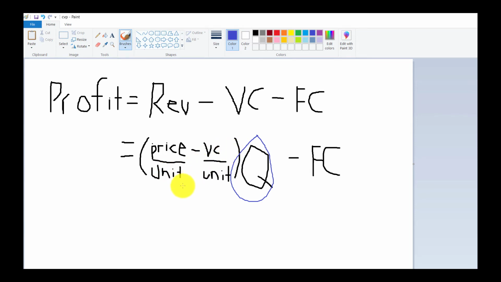Why would I do that? Well, it's going to be very useful for you. There will be a lot of questions that ask you, how many units do you have to sell to break even? And when you write it like this, you're able to isolate and solve for that Q.